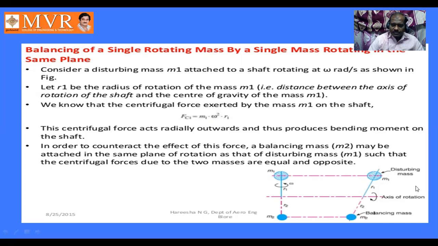So if you observe this system, this is the axis of rotation and this is r1, the distance from the center of the first mass to the axis, and r2 is the distance from the mass m2 to the axis of rotation. So this is how we can define it. How many parameters are there? Mass is there, speed is there, and the distance from the axis of rotation to the mass m. So these are the three, for the condition of a single mass rotating in the same plane.